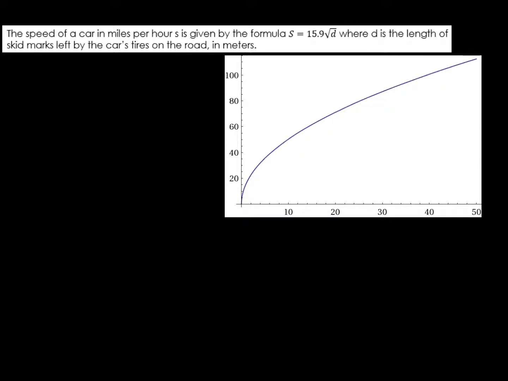What I want you to do right now is go ahead and write out this intro and the graph and label the axes appropriately. Okay, hopefully you have these labeled correctly. It's really important, obviously, to have the axes labeled correctly. Here our input is the distance of the skid marks in meters, and the output, or the y value of each coordinate point, is the speed in miles per hour.